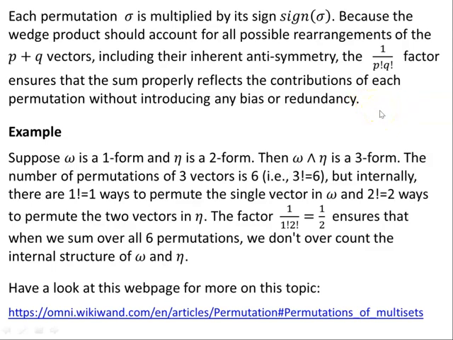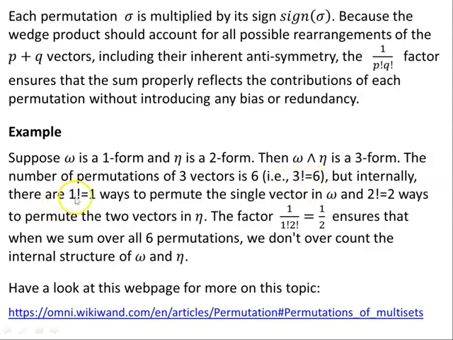All right, just to try and make this a little bit more real, suppose omega is a 1 form and eta is a 2 form, then omega wedge eta is a 3 form. The number of permutations of 3 vectors, remember it's a 3 form, it takes 3 vectors as its argument, is 6. So 3 factorial is 6. 3 times 2 times 1 is 6.